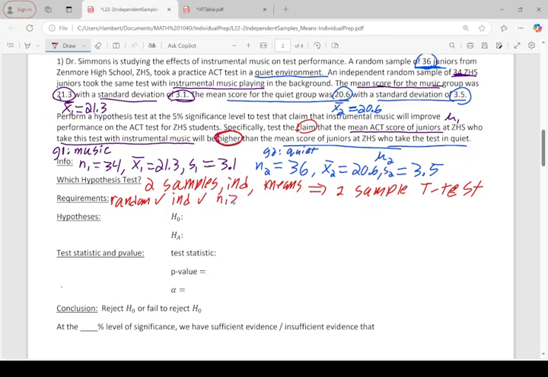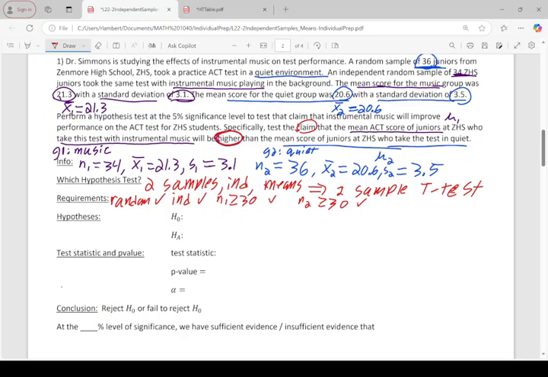And in both cases, the sample size was above 30. And so we're good. Off to the hypotheses. And this is where things get interesting.